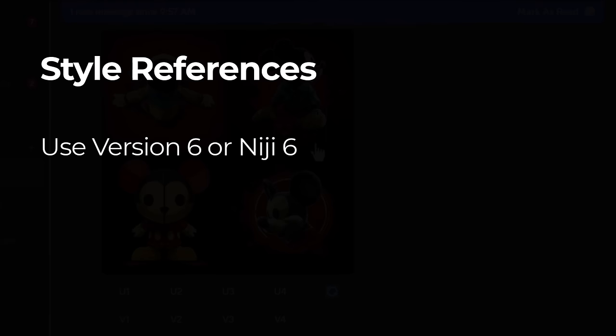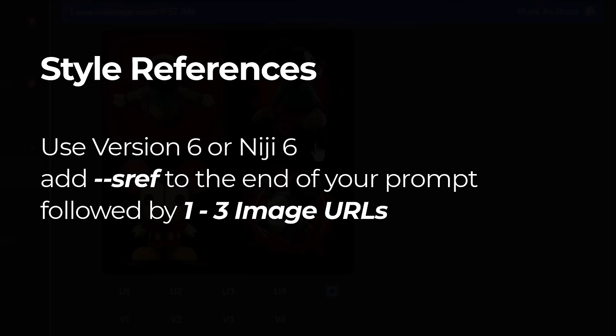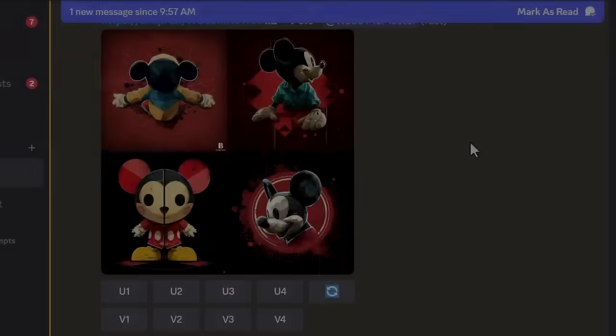And you need to add --sref to the end of your prompt with URLs, up to 3 URLs, 1 to 3 URLs after your parameter. And then you can add a strength behind those images by adding colon, colon, and a number from 1 to 5. So that is the basics, but there's also another step that we can take.